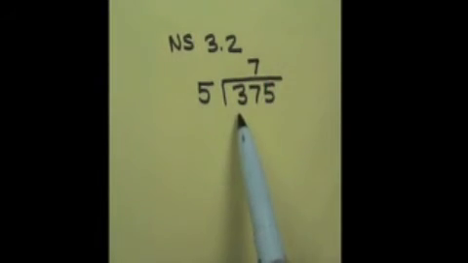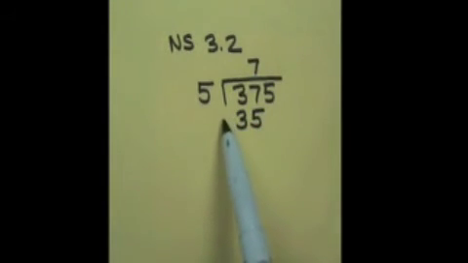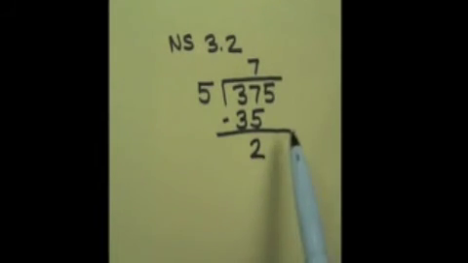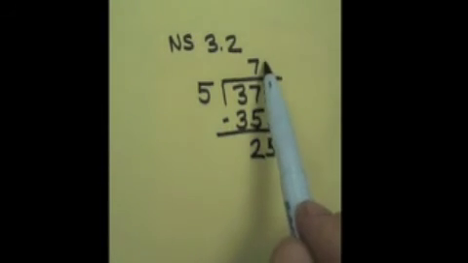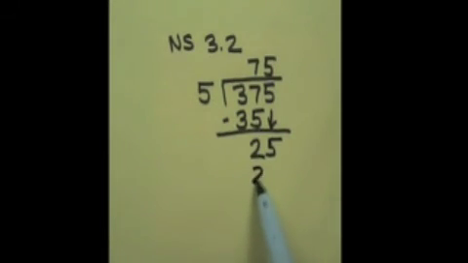7 times 5 is 35. Now we're ready to subtract. 7 minus 5 is 2. Now 5 doesn't go into 2, so we look to the next column. In the ones column, there's a 5, so we bring down that 5. We ask ourselves, how many times does 5 go into 25? And the answer to that is 5. Because 5 times 5 is 25. 25 minus 25 is 0.